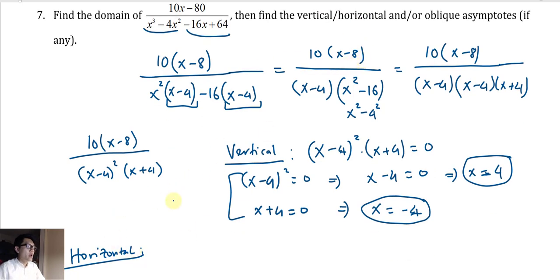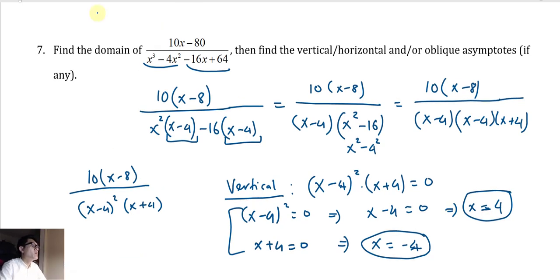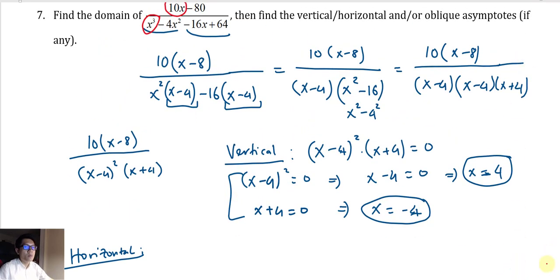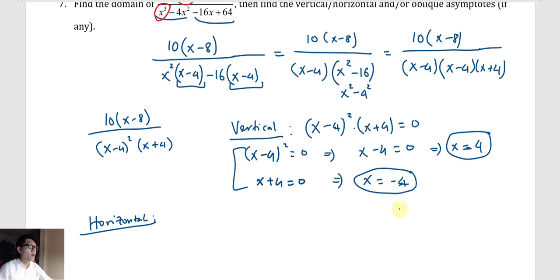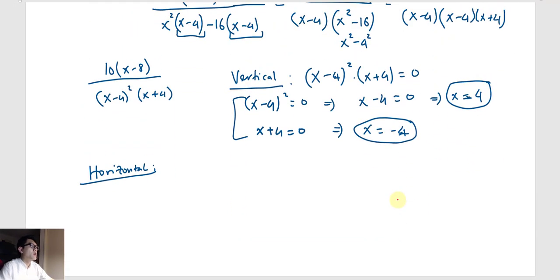Now, in order to find the horizontal asymptotes, we compare the leading term from the numerator and the leading term from the denominator, right? So here, the leading term for the top, the numerator, is 10x. The leading term is the term with the highest power. And the leading term for the denominator is x to the third power. So we compare them. And we know from the textbook, there are a few rules about the horizontal asymptotes.